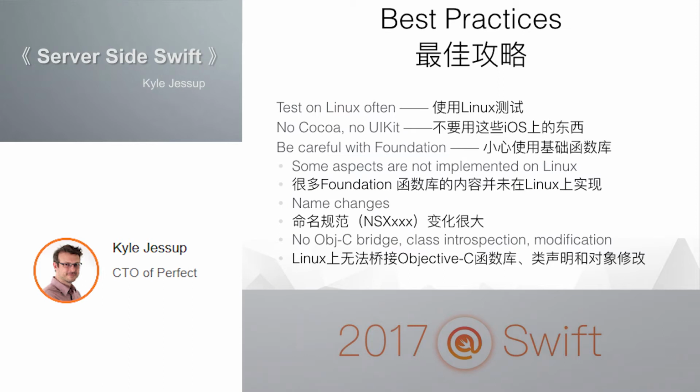No Objective-C bridge. There's no deep class introspection in Swift on Linux. You can do introspection to get data bars, class bars and things, but you can't get as far as you could with Objective-C. And you could list methods that are supported and all this kind of stuff. And of course, there's no dynamic class modification, which you can do in Objective-C.